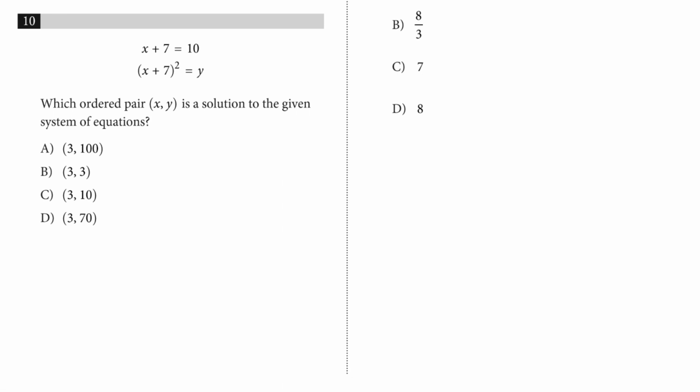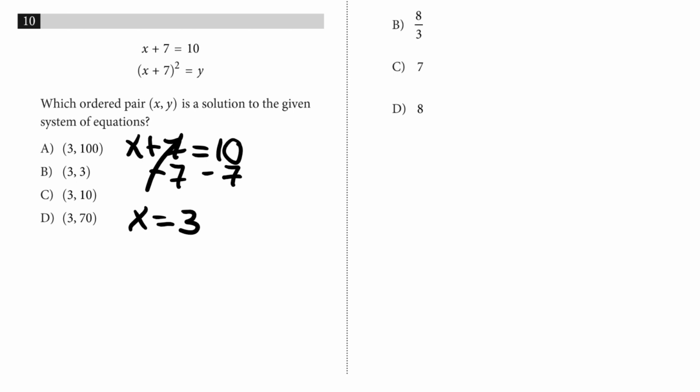Which ordered pair, (x, y), is a solution to the given system of equations? The first step is to get x by itself in the equation on top. We have x plus 7 equals 10. To get x by itself, we're going to subtract 7 on each side, and that's going to give us x equals 3.